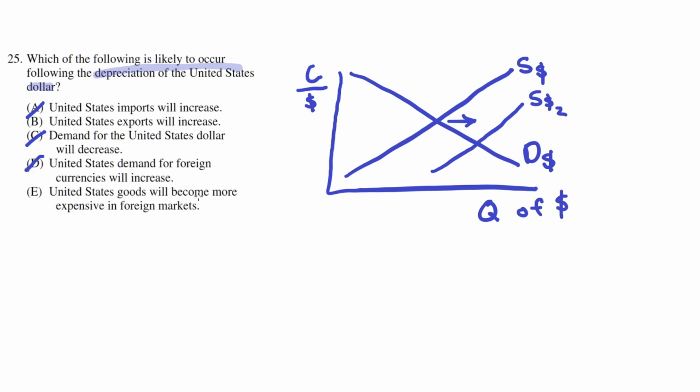E, United States goods will become more expensive in foreign markets. This is incorrect because when we were analyzing option choice B, we highlighted how a depreciation of the US dollar means that US goods will become less expensive. So E is incorrect. Therefore, the correct answer is B.